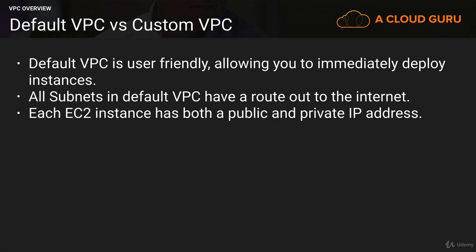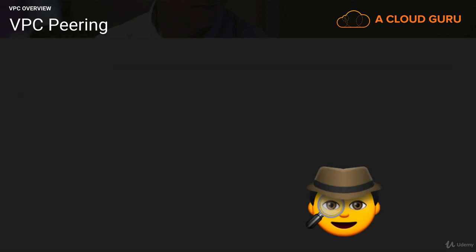Each EC2 instance will always have both a public and private IP address when we deploy them into our default VPCs. But if we have a custom VPC and it's just a private subnet, we won't get a public IP address. We'll only get a private IP address.